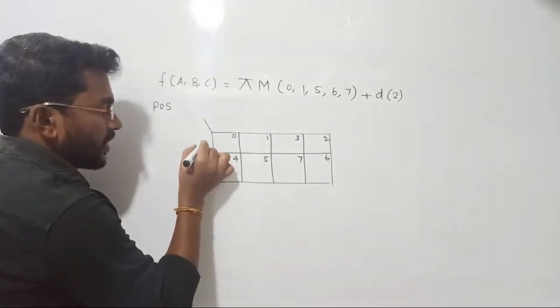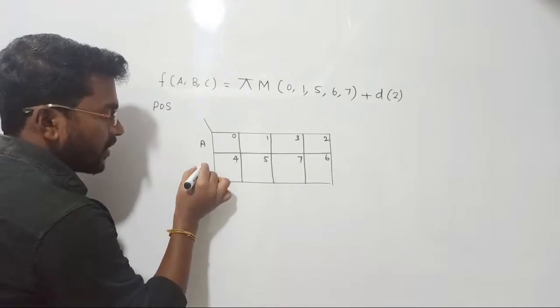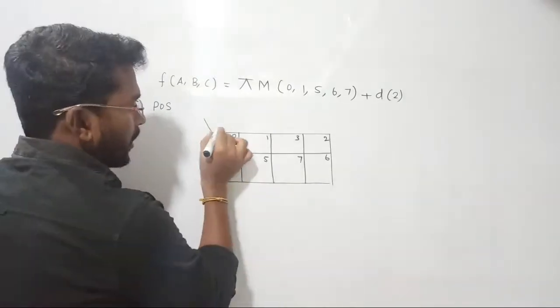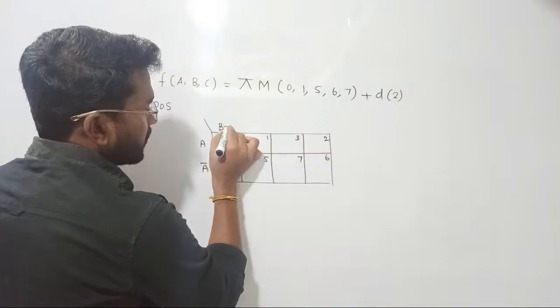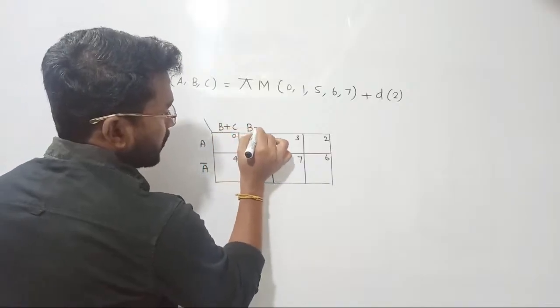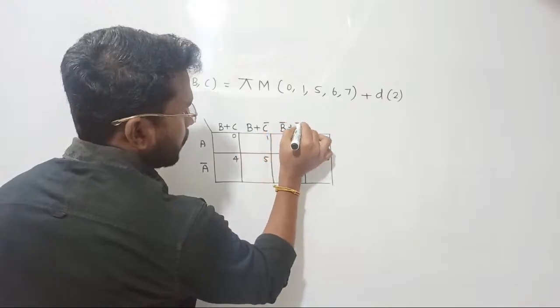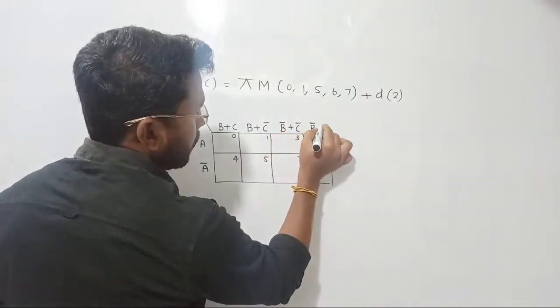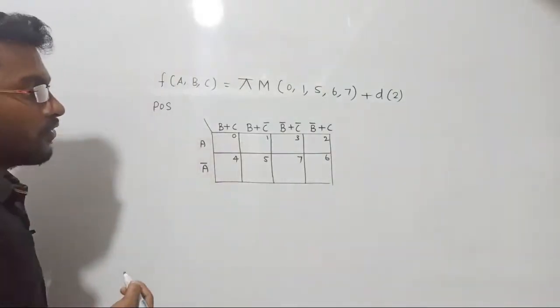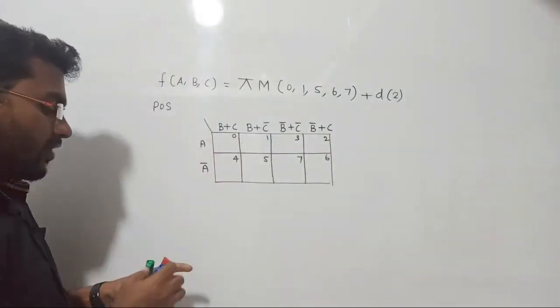So what we have to consider? First, we are considering A here, and here we are considering A bar. And second, here we are going to consider B plus C, B plus C bar, here B bar plus C bar, and here B bar plus C. Let us substitute the given variables first.